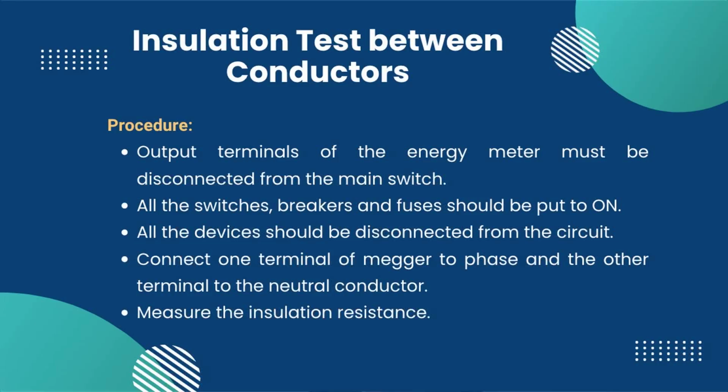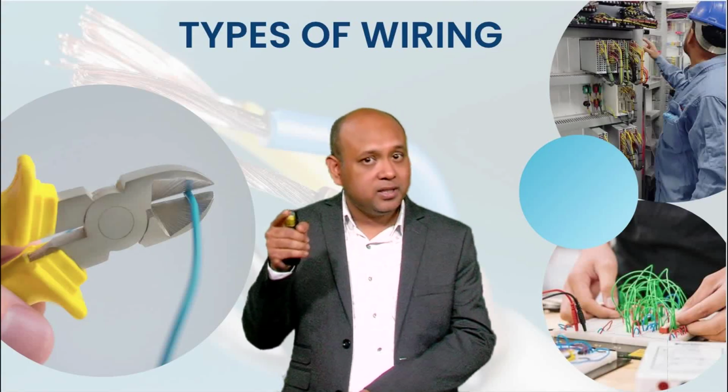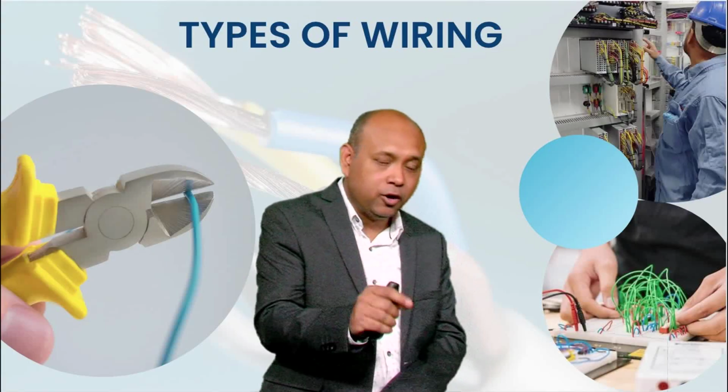To begin the insulation test, first disconnect the output terminals of the energy meter from the main switch. Then ensure that all switches, breakers and fuses are turned on. After this, remove all devices from the circuit. Next, connect one terminal of the Megger to the phase conductor and the other terminal to the neutral conductor. Operate the Megger and measure the insulation resistance. In case of a 3-phase 4-wire system, perform this test between all possible pairs of conductors.